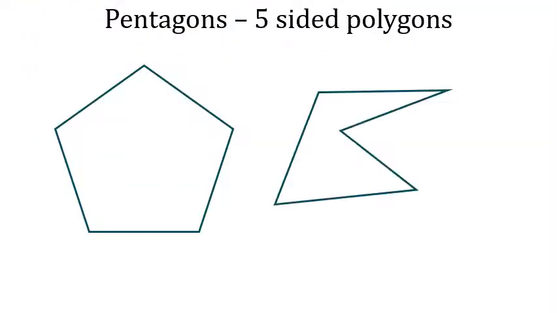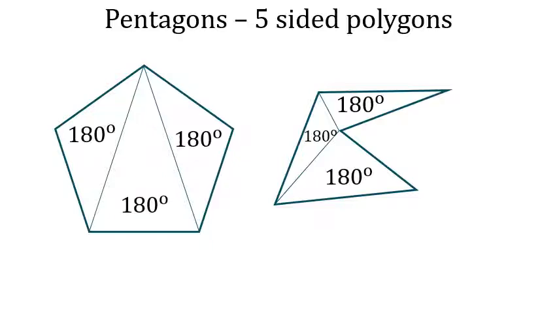Now pentagons. Here we have a regular pentagon and an irregular pentagon. These shapes can also be split into triangles. Note that they are all split into 3 triangles. We know that the angles in a triangle add up to 180 degrees, so as there are 3 in a pentagon, they must be 3 times 180, which is 540 degrees.